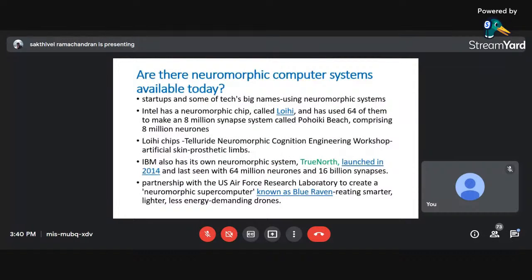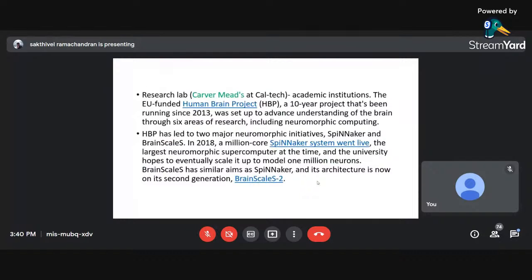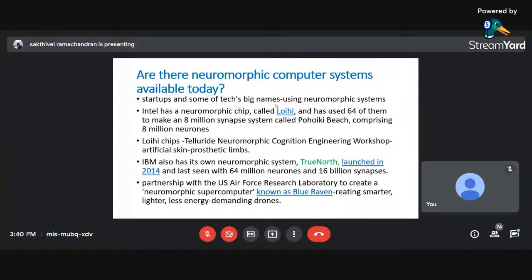Right, where are they being used? As I said, different companies, we have the list also. Let's try to look into this. So Intel, IBM, all these people are working on it. Already Intel came up with the second chipset, that is Loihi 2, which includes human cognition. It is also trying to come up with the creation of artificial skin and prosthetic limbs. In all this, they are using neuromorphic computing. In fact, there is great research going on in these two areas, particularly artificial skin and prosthetic limb creation. They are using these neuromorphic cognitions.